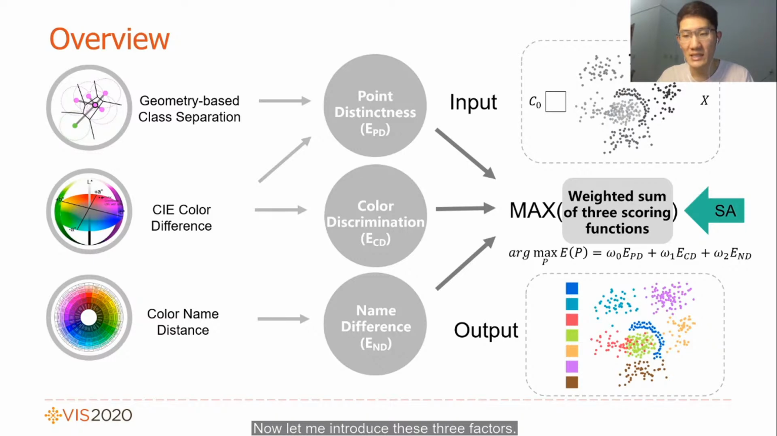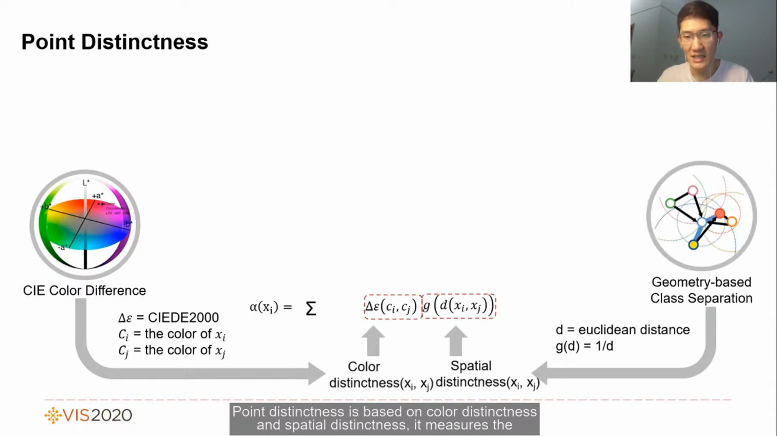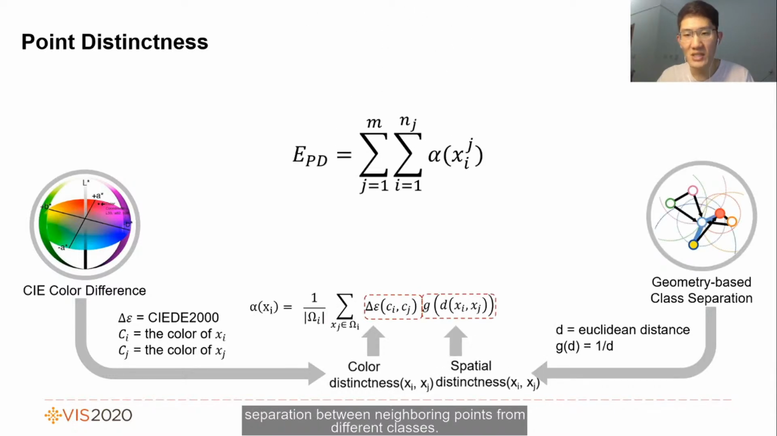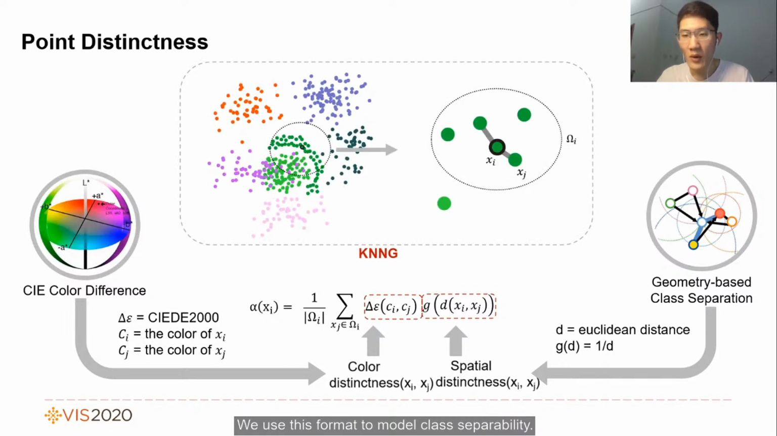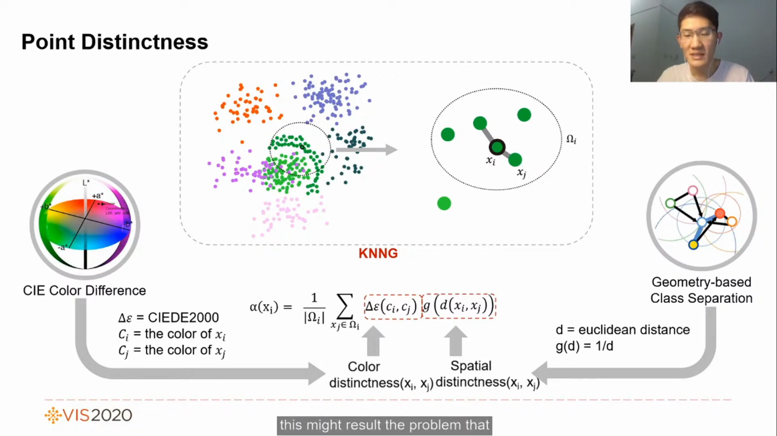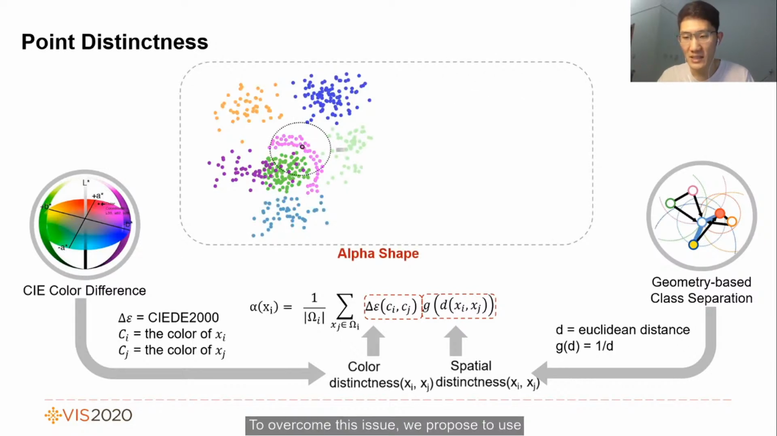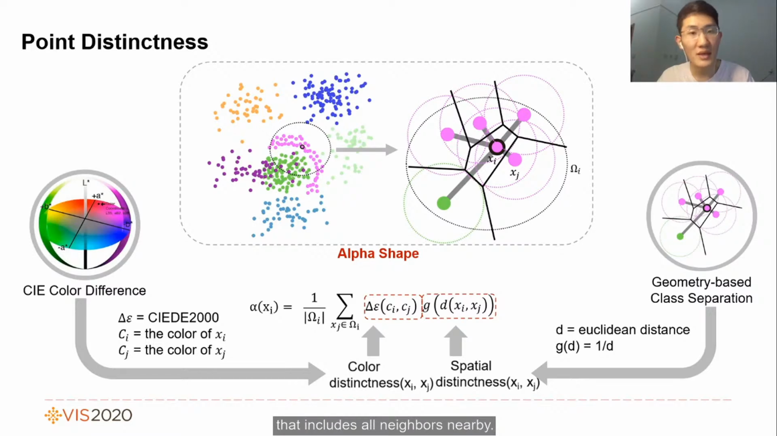Now let me introduce these three factors. Point distinctness is based on color distinctness and spatial distinctness. It measures the separation between neighboring points from different classes. We use this format to model class separability. However, in the original definition, Wang et al. used the Qian graph to find the nearest neighbor. This might result in the problem that the neighborhood omega of each point xi does not include all neighbors, thus it may lose local information. To overcome this issue, we propose to use RF-shape as a substitution for the Qian, where RF-shape constructs the neighborhood that includes all neighbors nearby.